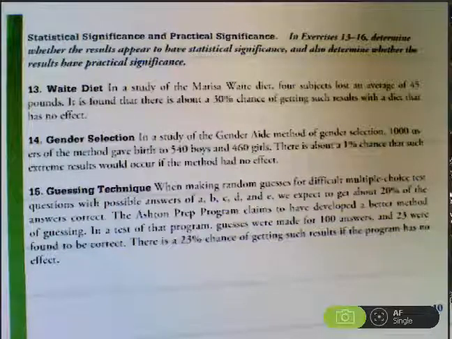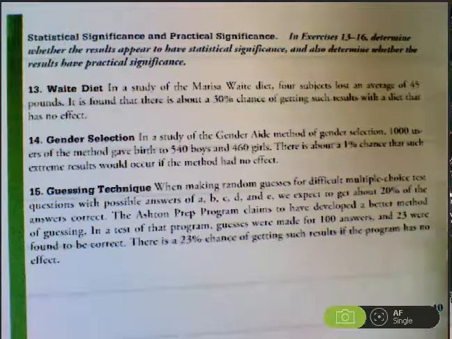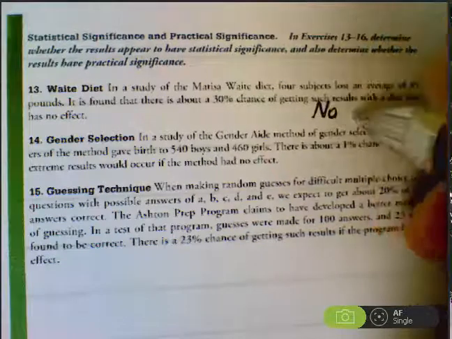You only need to look at the probability of getting those results by chance. Is 30% highly unlikely? Not really. It happens about a third of the time. So those results aren't statistically significant because they're not unlikely to happen by chance. Not statistically significant. I'm going to just put no for the first question.